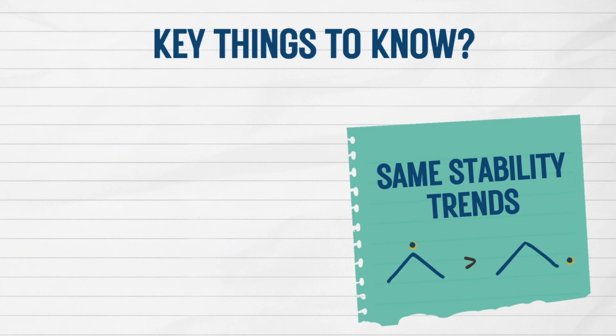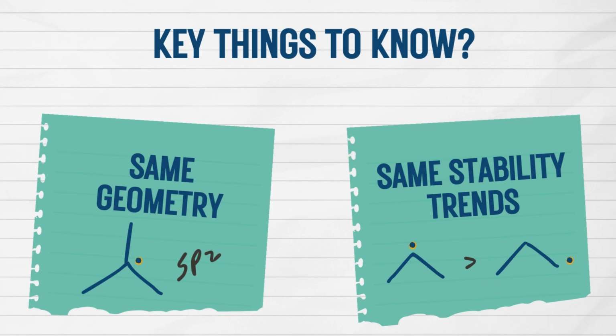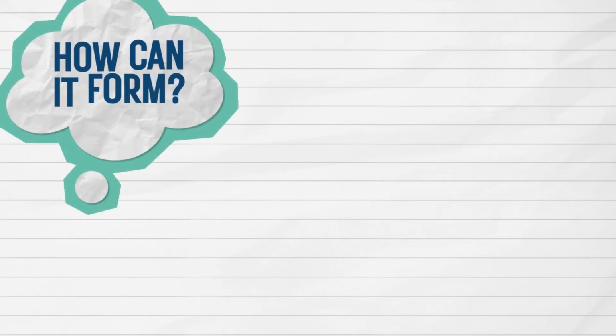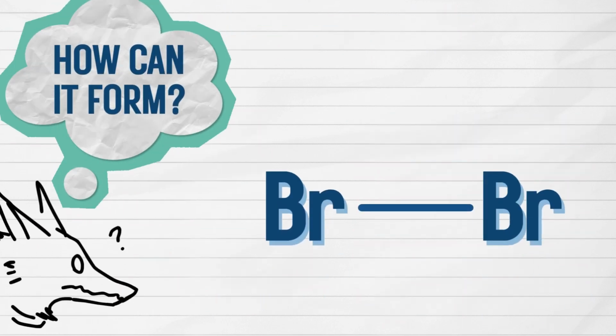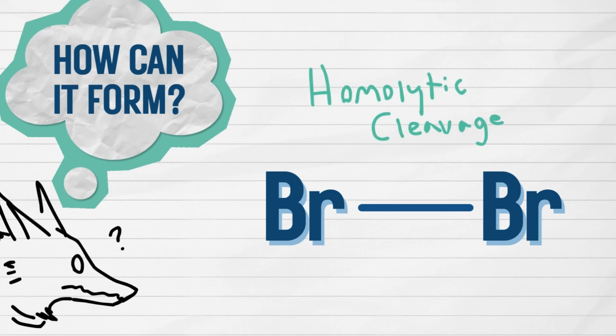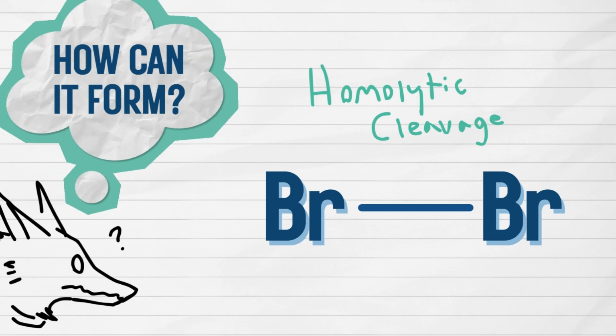So now that we know all about what a radical is, let's talk about how it can form. Again, recall these reactions include halogens bonded to each other, and they need to separate to initiate the reaction. So you know how one bond line equals 2 electrons? Well, you will be splitting them apart homolytically. This just means one electron goes to one side and the other electron goes to the other.